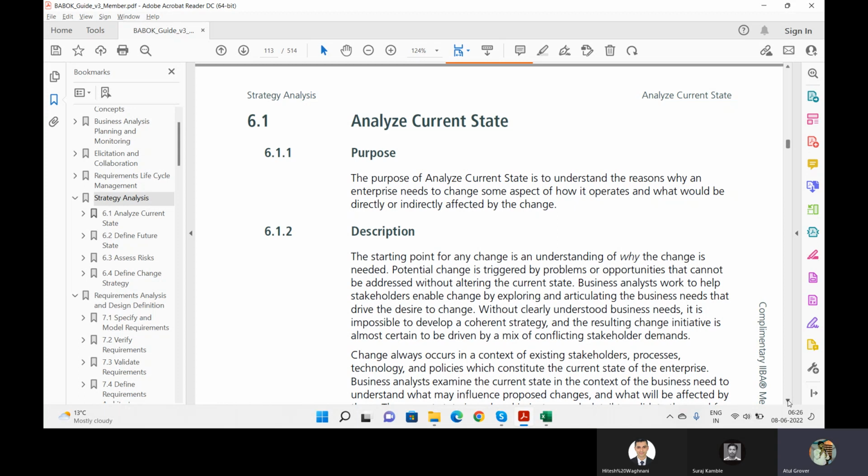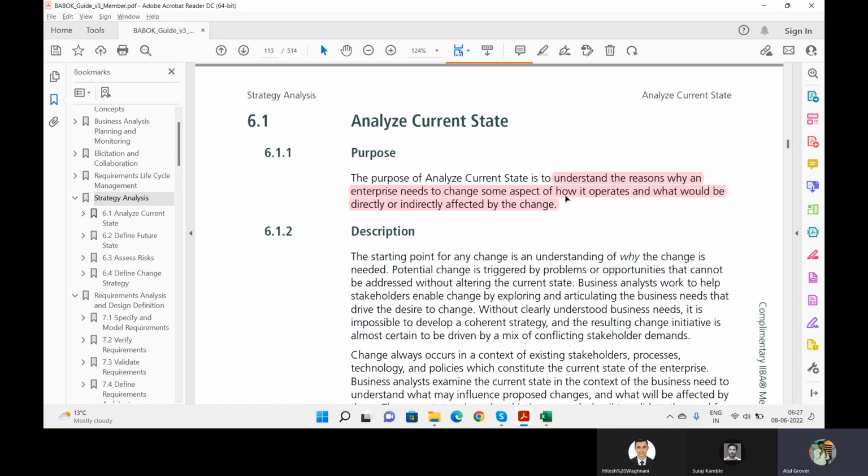Now, this current state, the thing says that analyze the current state. The purpose of current state is to understand the reasons why an enterprise needs a change. Aspect of how it operates and what would be directly affected by this change.